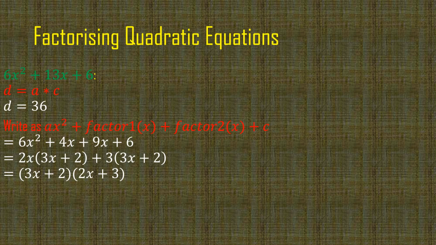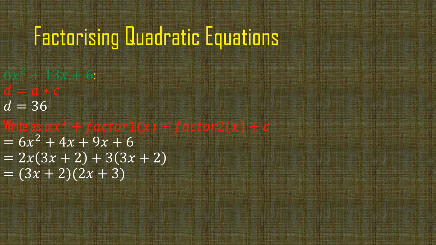Factorizing quadratic equations using the school method. So if your teachers are not happy with you using the quadratic formula to factorize, use this method. Now let d be a multiplied by c, so d is 36. Now use trial and error to find out what the two factors that multiply to d, which is 36, and add to 13. So after some time you'll get 4 and 9.